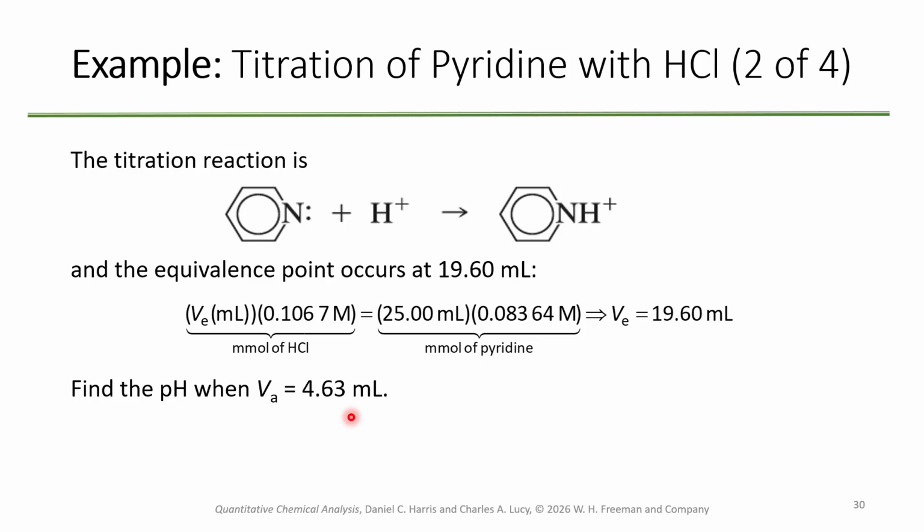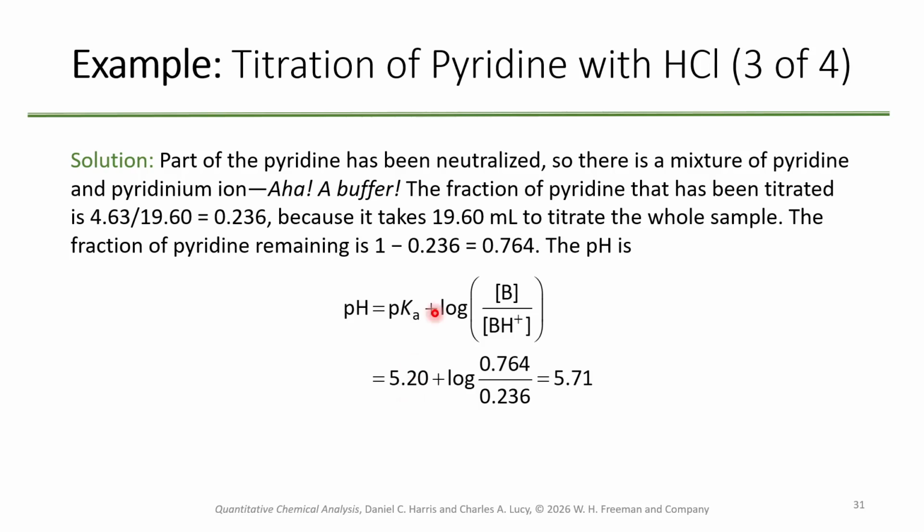Buffer region, exactly, before the equivalence point. Okay, so we know our VE is this, right? So the easiest way to do this problem is actually just take this number divided by that number, right? And then this minus that over that for your other concentration. Okay? So again, we have the base form is going to be on the top.